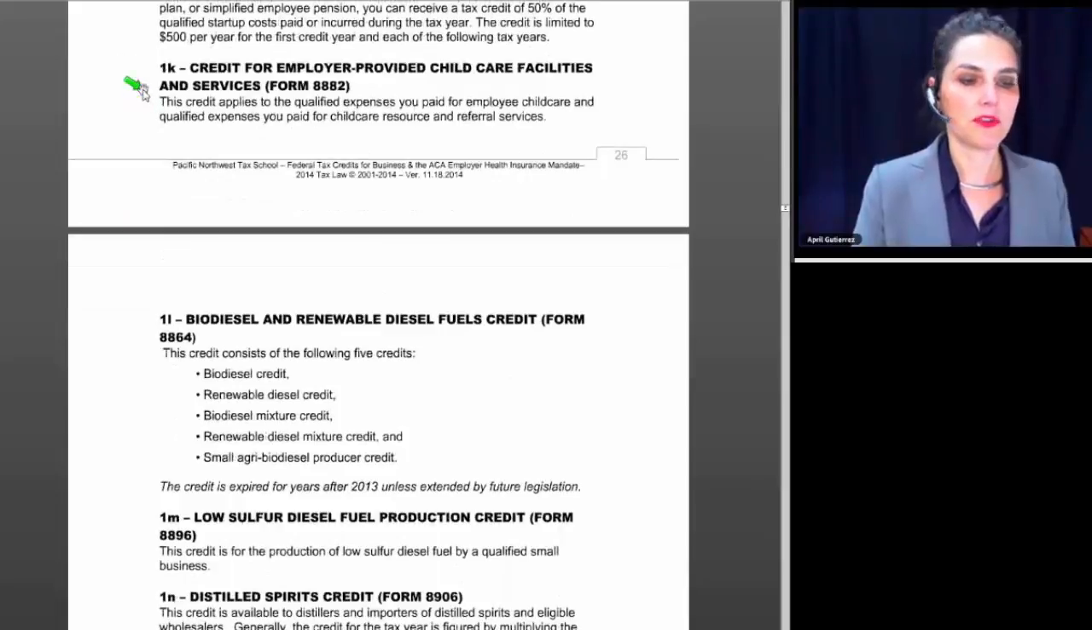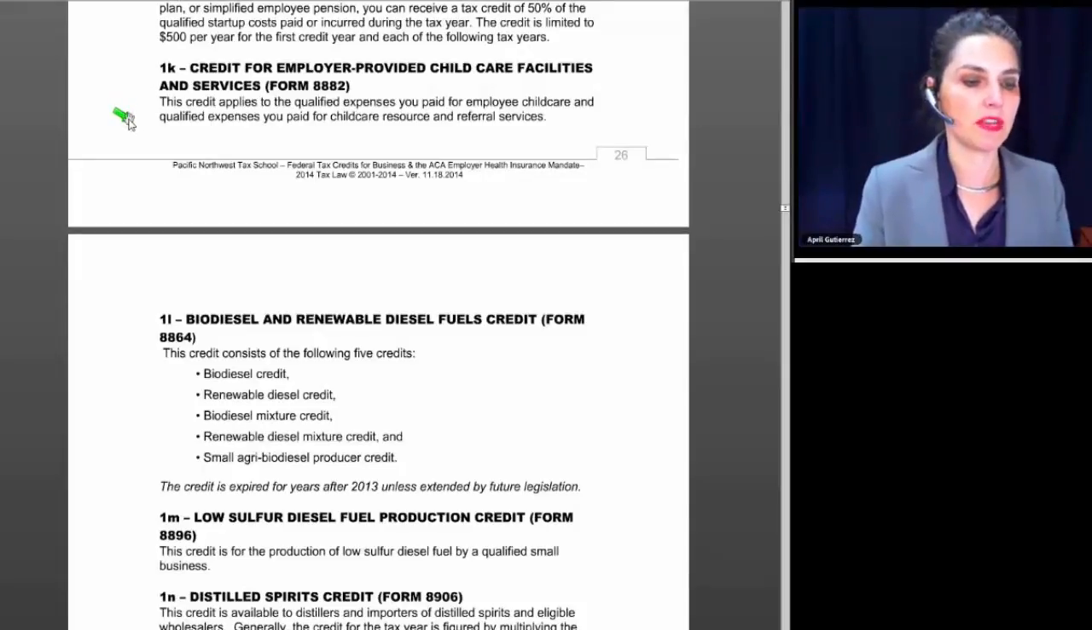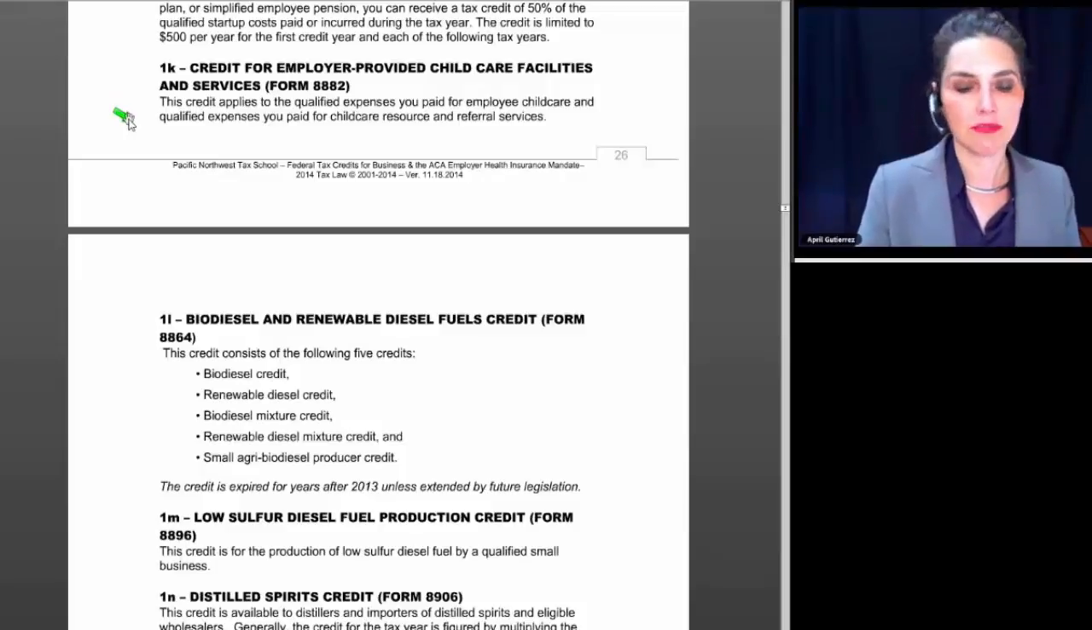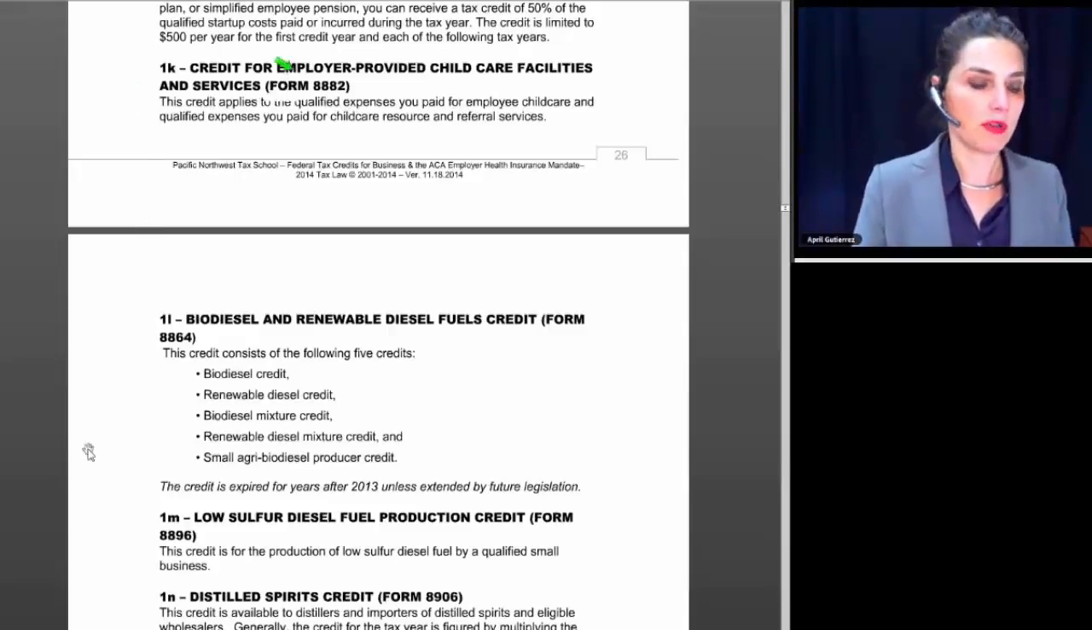Next up, we have the credit for employer-provided child care facilities. This credit applies to the qualified expenses you paid for employee child care and qualified expenses you paid for child care resources and referral services. If you have a client that has paid for child care facilities and services, you can find out more about this particular credit on Form 8882.